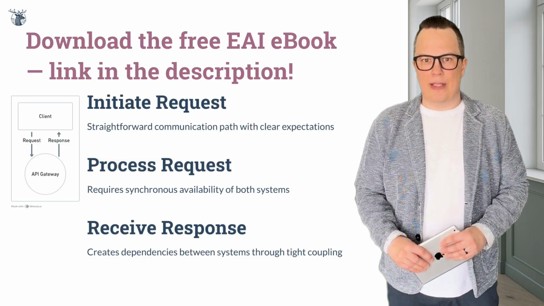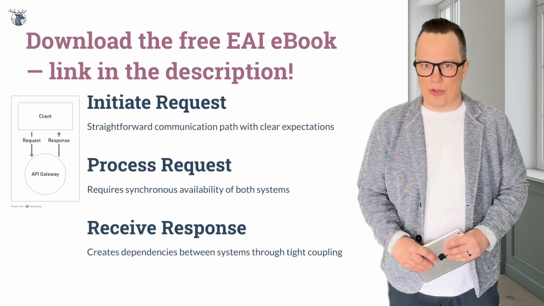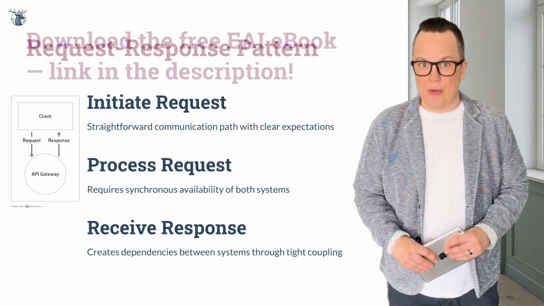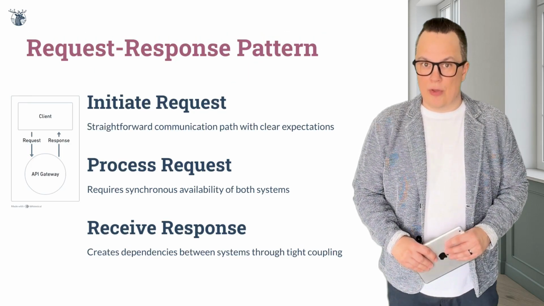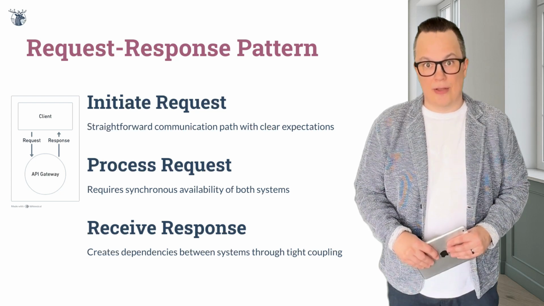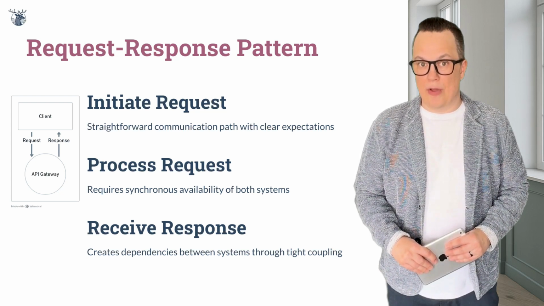That's why in modern architectures, request response is often used together with other models, not alone. The key takeaway here is this: request response is perfect when you need a direct answer right away, but for large-scale, loosely coupled systems, other models might be a better fit.